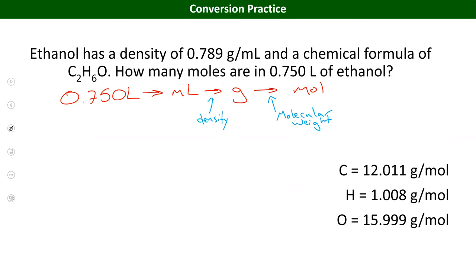We never explicitly said that, but we did it with salt back when we did the goldfish problem, right? So same approach. If you've got a molecule that has more than one atom in it, and you want a mole of that molecule, that means you've got 2 moles of carbon, 6 moles of hydrogen, and 1 mole of oxygen all put together to get 1 mole of molecules of this compound, right? So to get the molecular weight instead of the atomic weight, you just add up the pieces.